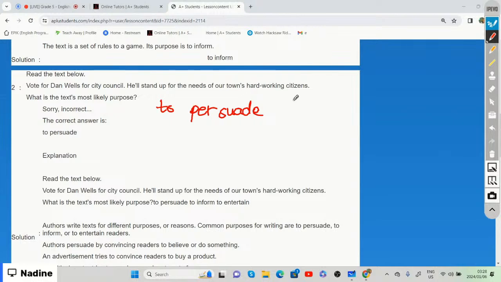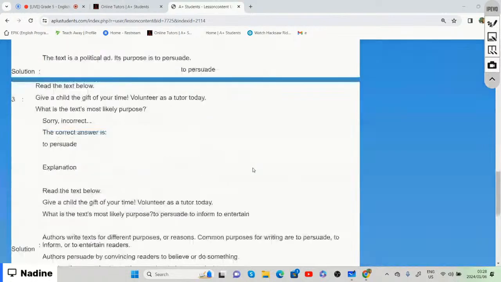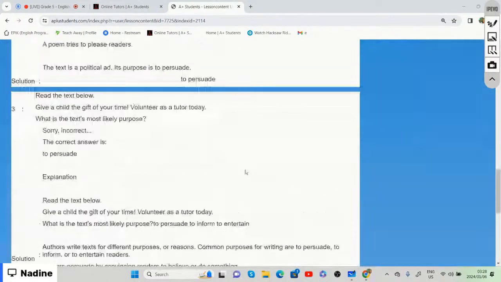So now they're coming up with all these nice things that he does and the things that he's going to do for the citizens. So they're trying to persuade you to vote for Dan Wells for city council, for example. All right, so we need to say if this is to inform, to entertain, or to persuade.